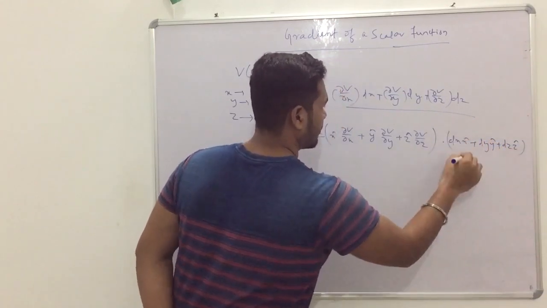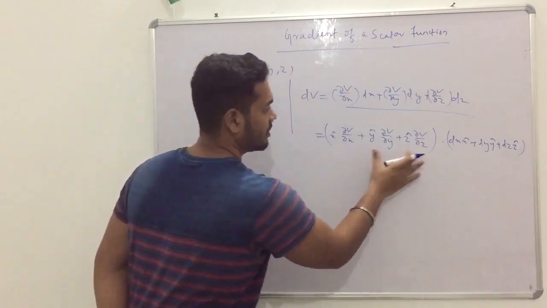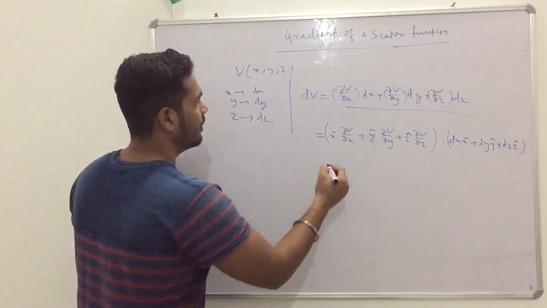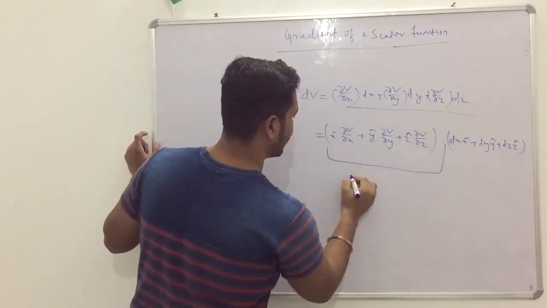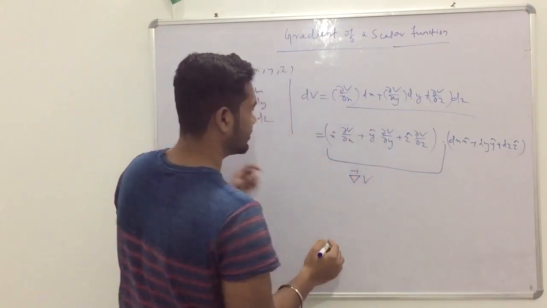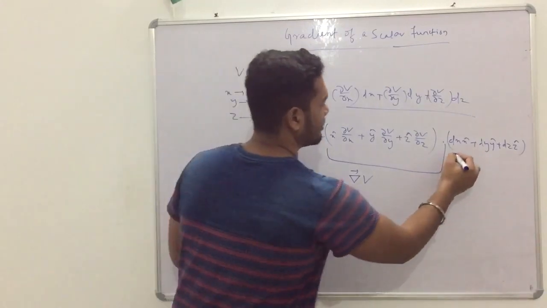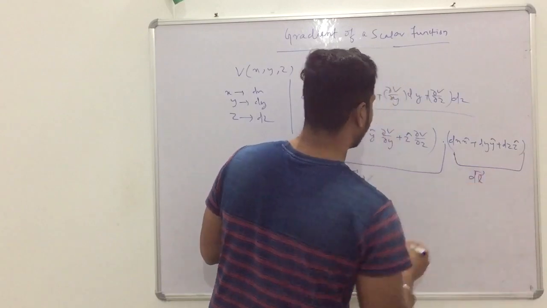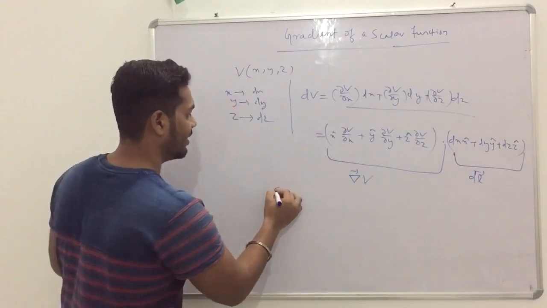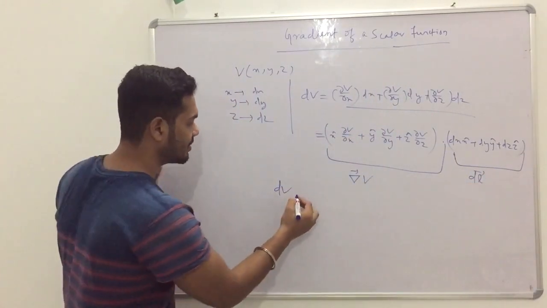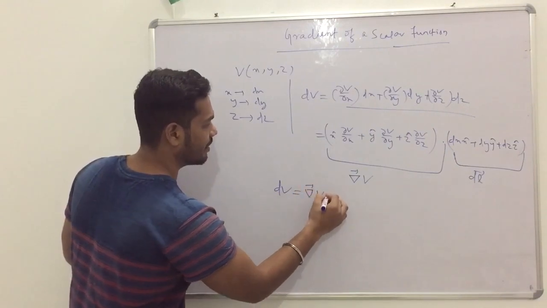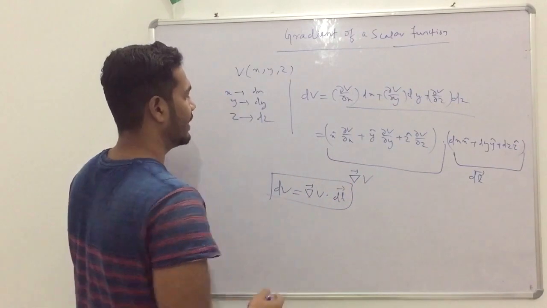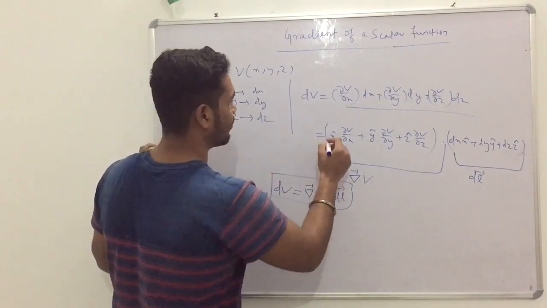If you take the dot product of these two parts, you will obviously get this much. So this is nothing but the gradient of a function, that is grad of v, and this is the infinitesimally small displacement vector dl. So you can write dv as grad v dot dl. This is very important and you have to remember this part also.